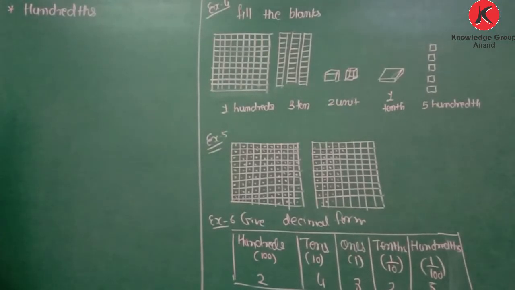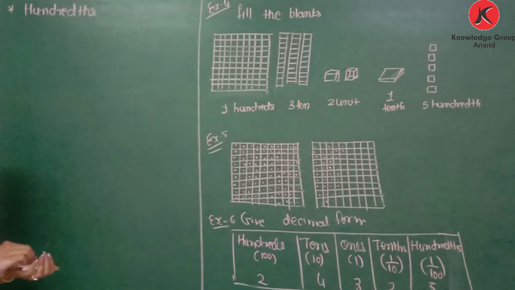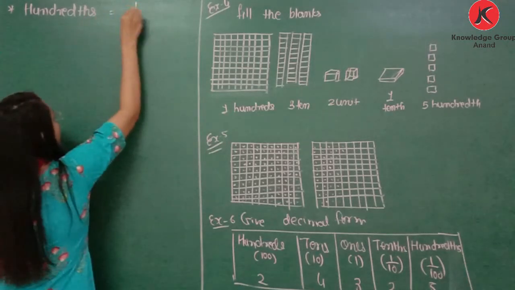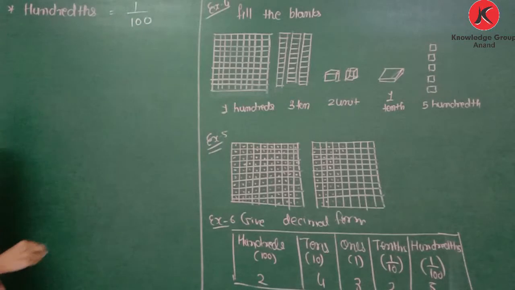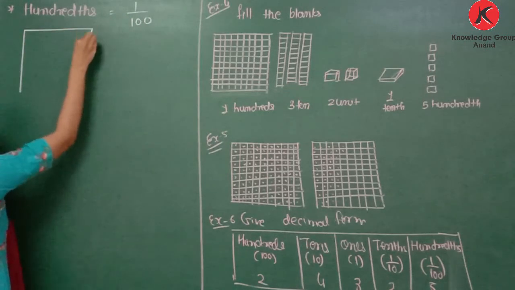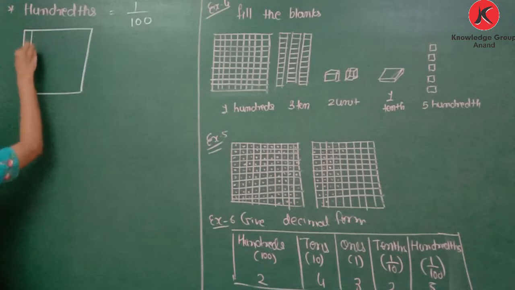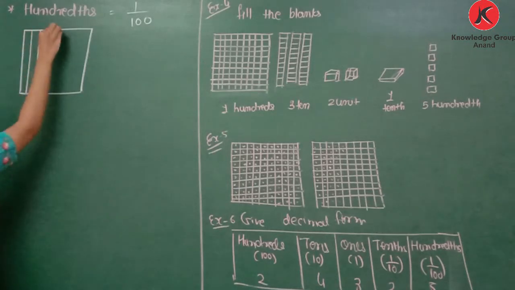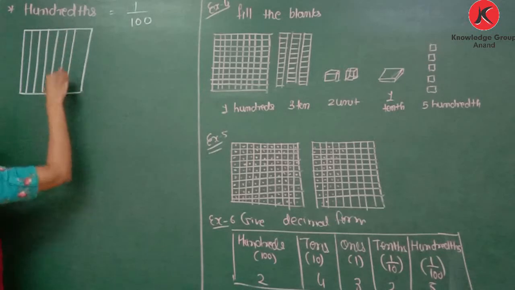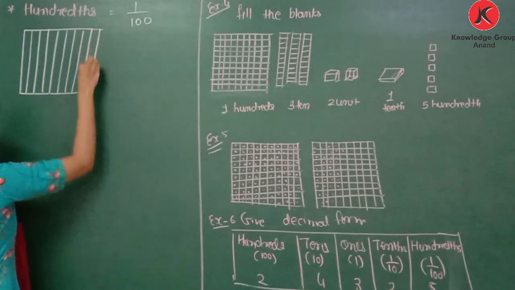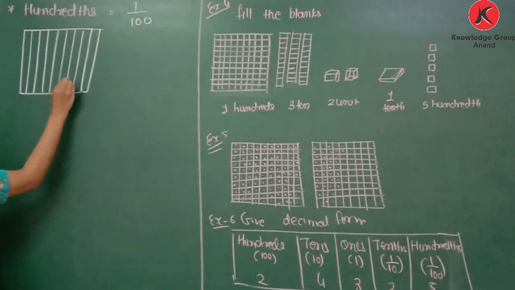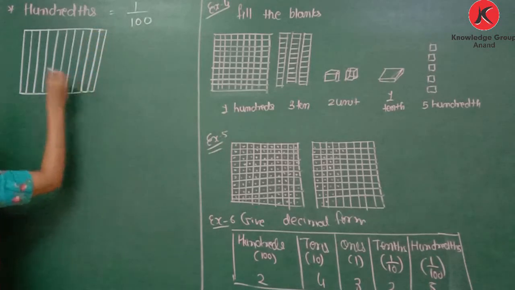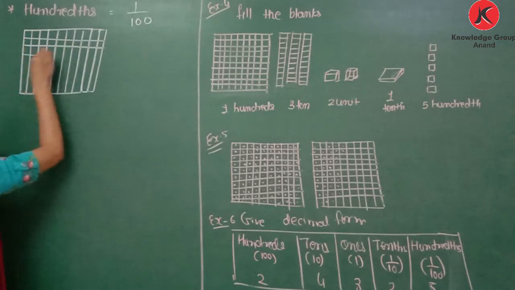Now next we learn about hundredths. Hundredth means what? Tenth means each part is divided into 10 parts. Hundredth means it is out of 100. So if we represent 1 by 100, then it is what? Let's take one figure in which this one is divided into 100 parts. 2, 3, 4, 5, 6, 7, 8, 9 and 10. 1, 2, 3.